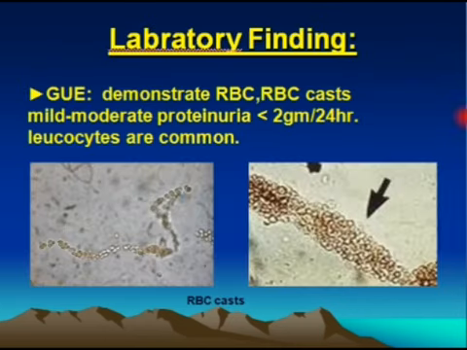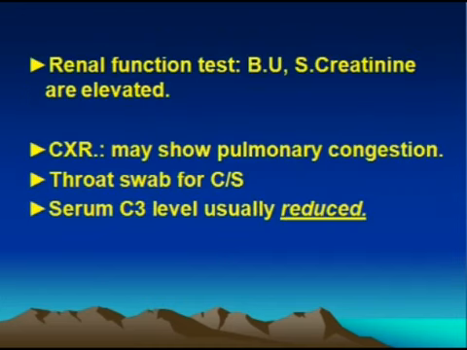Lab findings. General urine examination demonstrates RBC hematuria and RBC casts. There is mild to moderate proteinuria, but less than 2 gram per 24 hours. Leukocytes are common. Renal function tests: blood urea and serum creatinine are usually elevated. Chest X-ray may show pulmonary congestion. Throat swab for culture and sensitivity. The serum C3 level is usually reduced.